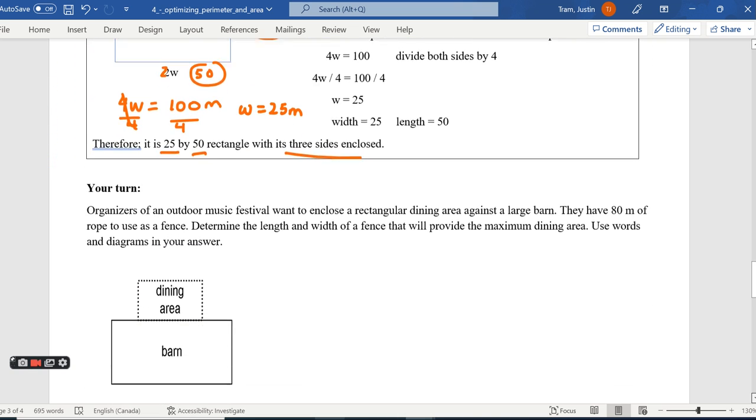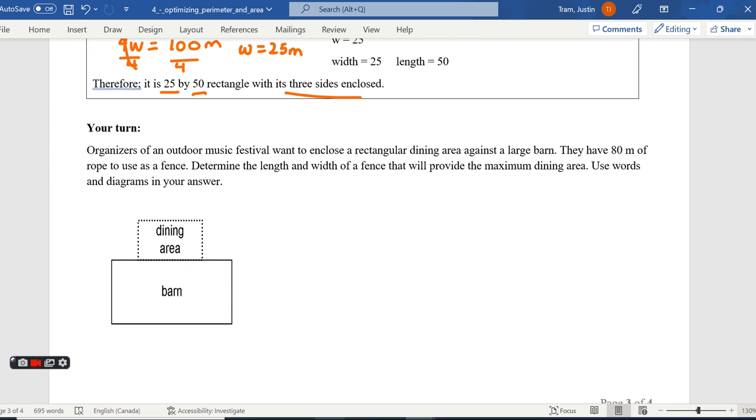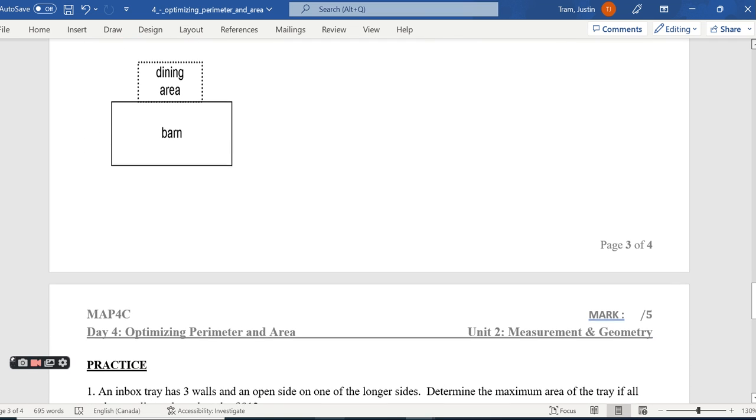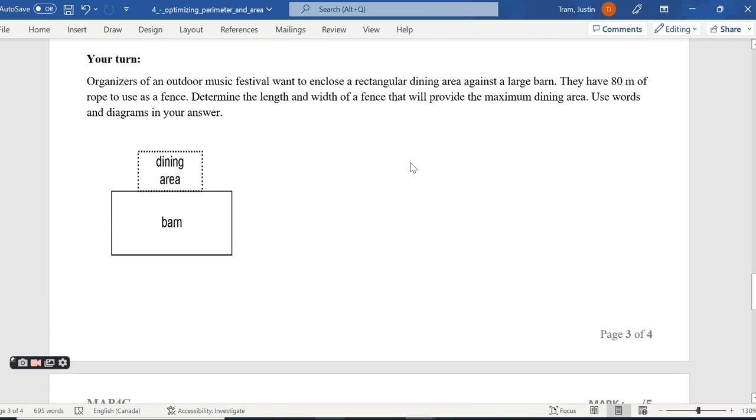Okay, so now let's try. I'm going to do this example here and then have you practice. Organizers of an outdoor music festival want to enclose a rectangular dining area against a large barn. So we want to form a fence here, here, and here. They have 80 meters of rope to use as fence. Determine the length and width of a fence that will provide the maximum dining area.